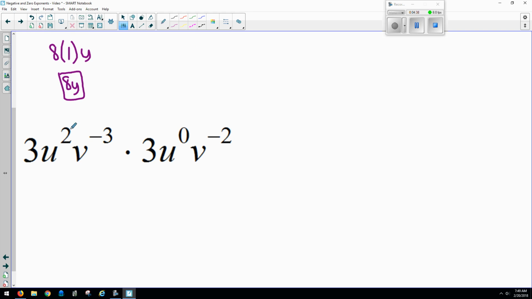And the next example, multiply the coefficients. So this becomes 9. And this is u squared times u to the 0. Now u to the 0 is just 1, but I'm going to add those exponents anyway. So this becomes u squared, and this is v. Add the exponents, that's v to the negative 5. A general rule of thumb, we want to leave our answers with all positive exponents. So this v to the negative 5 moves to the denominator and the exponent becomes positive. Everything else stays in the numerator.